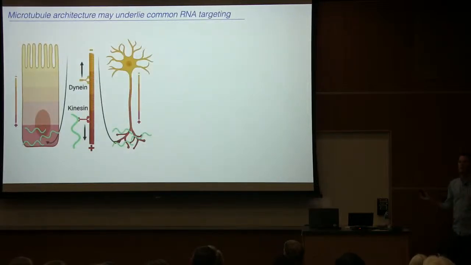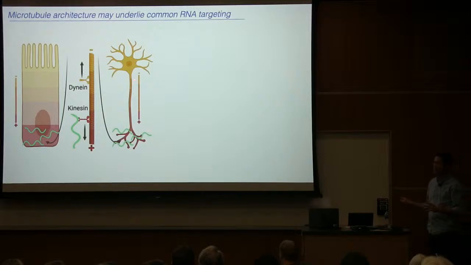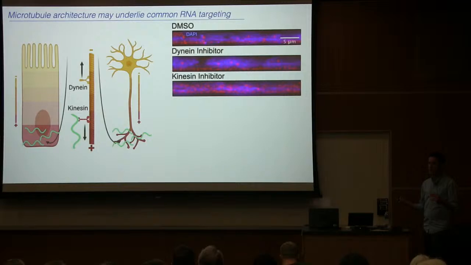Okay, so what's behind this? It's kind of bizarre. So it turns out that in both of these cell types, the microtubule organization within these cells is kind of similar. Within neurons, the plus ends of microtubules point out to the tips of these neurites. And in epithelial cells, the plus ends of these microtubules point down to the basal end, or to the basal compartment of these cells. So is microtubule trafficking behind what we're seeing in terms of similar RNA trafficking?